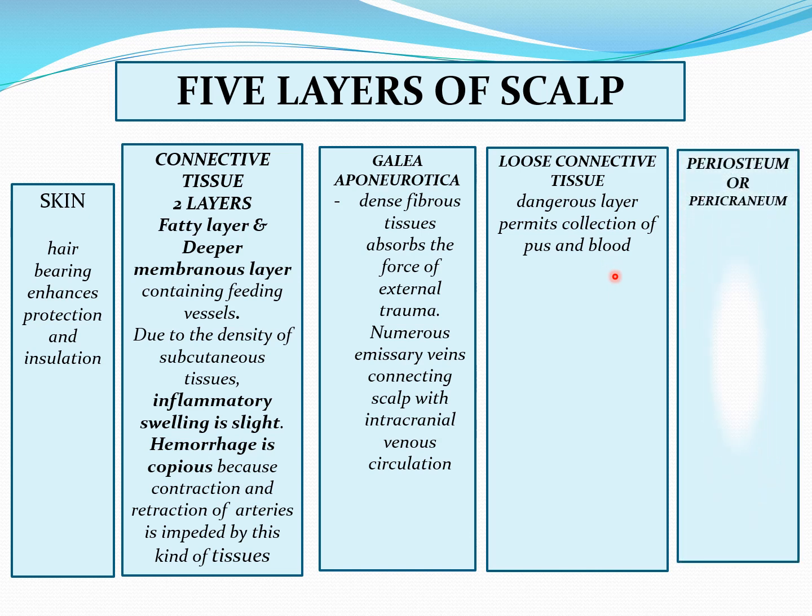Then the last one is the periosteum or the pericranium. It has importance in determining the nature of the injury. When the periosteum or the pericranium is exposed in an injured person, the nature shifts from the shajja khafifa to the shajja mudiha.